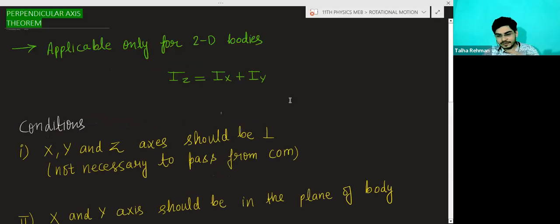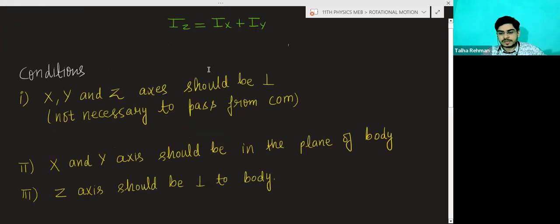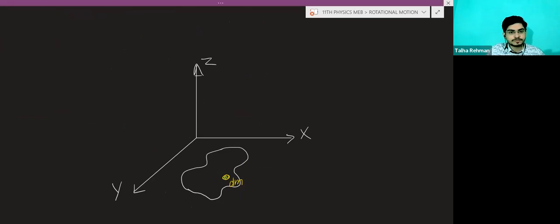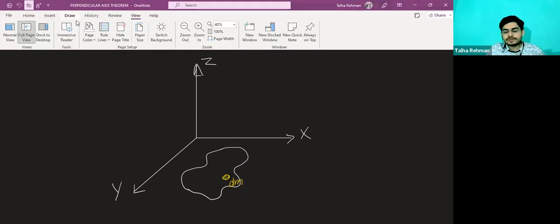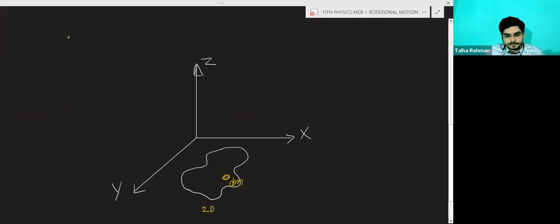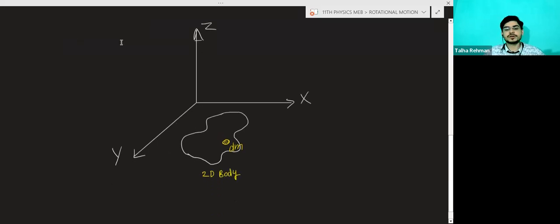So Iz is equal to Ix plus Iy. I will explain what this is. For example, suppose this is the x-axis, this is the y-axis, and this is the z-axis. There is a body, and this is a planar body, a two-dimensional body. If the body is two-dimensional, then it will be planar also. This two-dimensional body is lying in the XY plane.